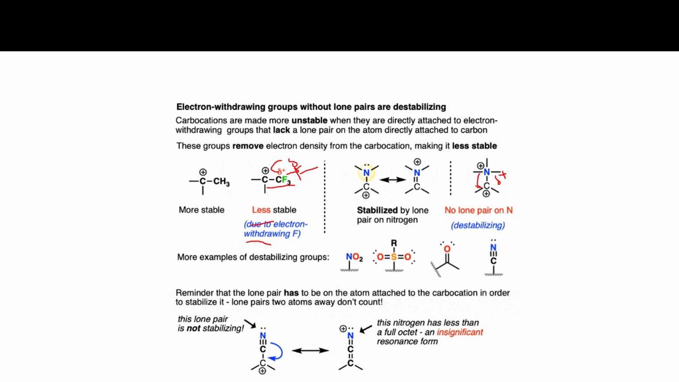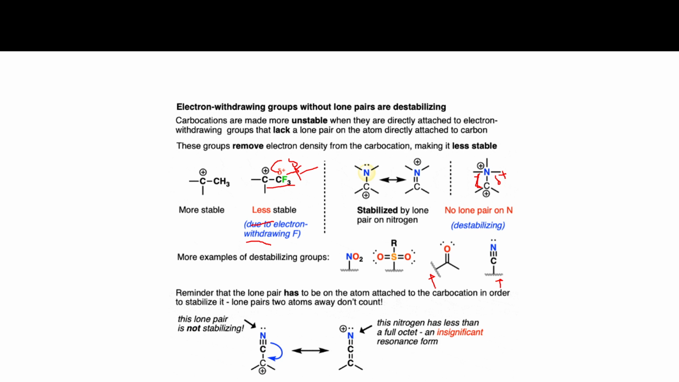These two positive charges are adjacent, so this will not stabilize your carbocation. More examples of destabilizing groups are NO2, SO2, or CN adjacent to the carbocation; they will destabilize your carbocation.